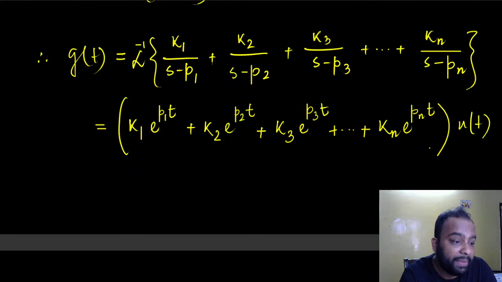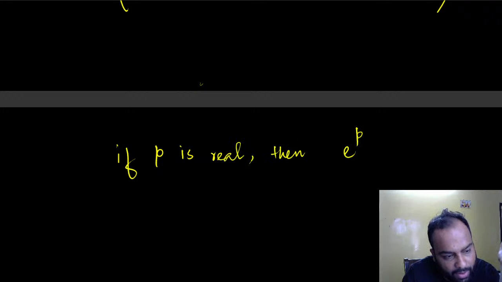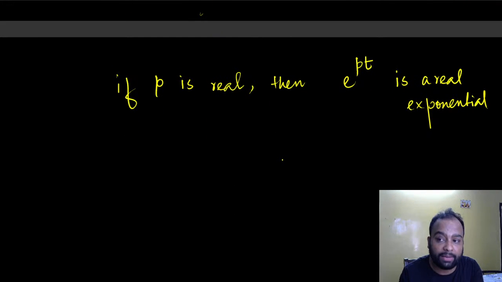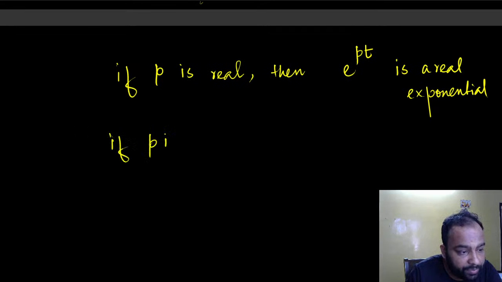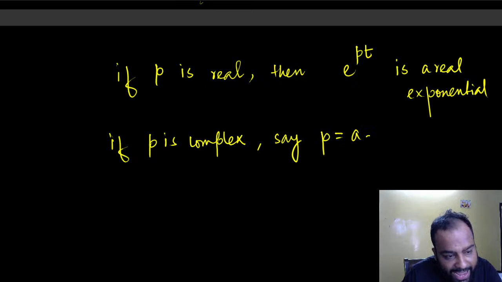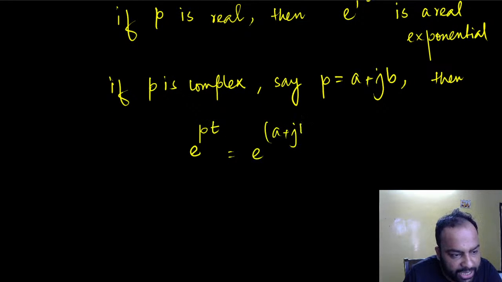But keep in mind, P1, P2, P3 up to Pn are not necessarily real numbers. They can be complex numbers. So let's have a recap. If P is real, then e to the power Pt is a real exponential. It's either a rising exponential or a decaying exponential based on whether P is positive or negative. And if P is complex, say P is a plus jb, then e to the power Pt will be e to the power (a plus jb)t.